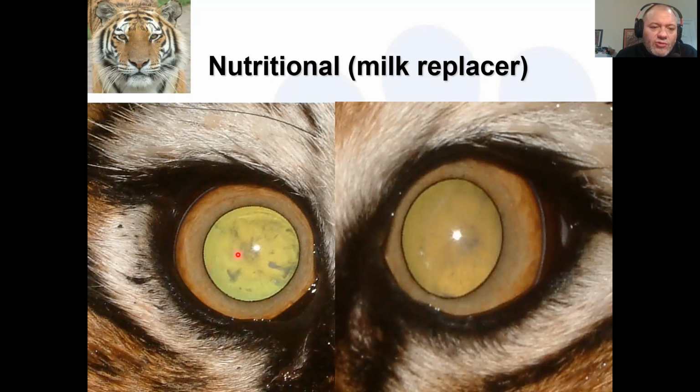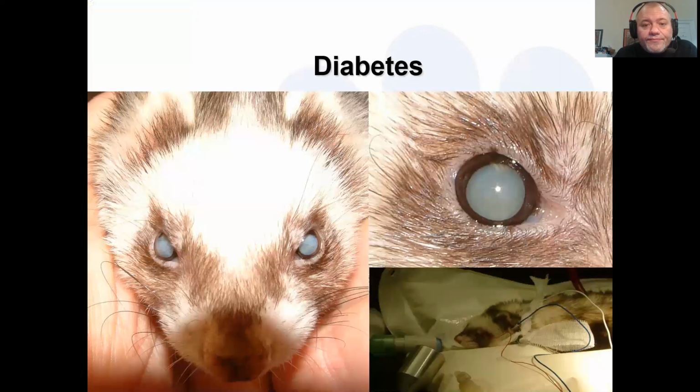Nutrition: the wrong sort of milk replacer can lead to effectively diabetic sorts of cataracts. This is a tiger who was fed bovine milk replacer through his formative years. This leads to an abnormal increase in the wrong sorts of sugar inside the eye, which hasn't got the right enzymes to deal with these sugars. They build up in the lens and become osmotically active, allowing water to move into the lens and separate lens fibers, leading to cataract formation.